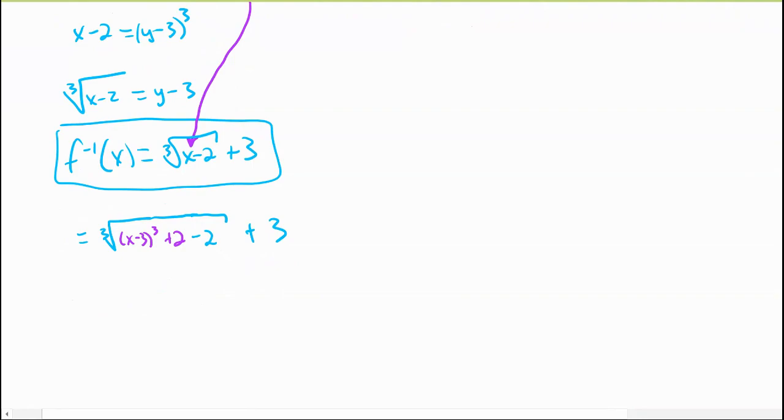So when I simplify this order of operations here, what I should see is, 2 minus 2 is 0. So I got cube root of x minus 3 cubed. Then the cube root cancels out the cube part, so I'm left with x minus 3 and plus 3, which, negative 3 plus 3 is 0, and I end up with just x, which means, yes, this is in fact an inverse.